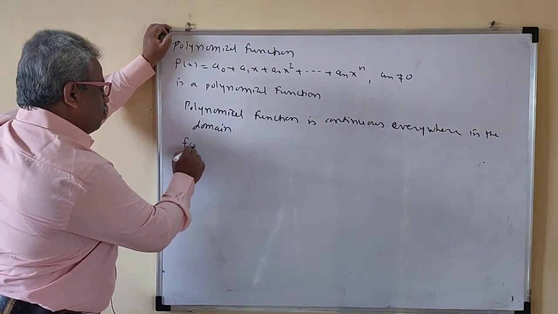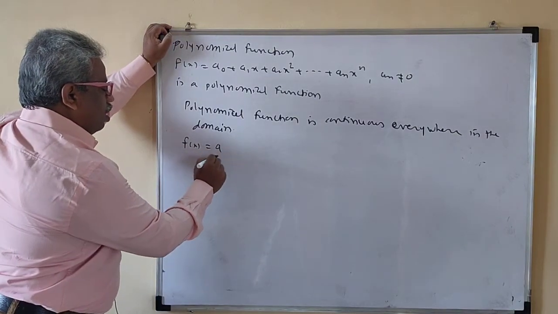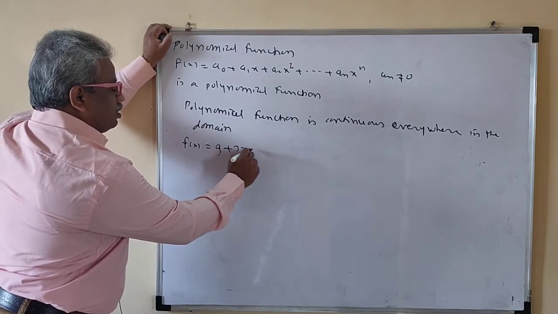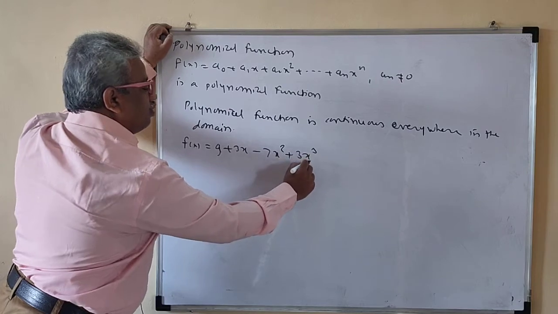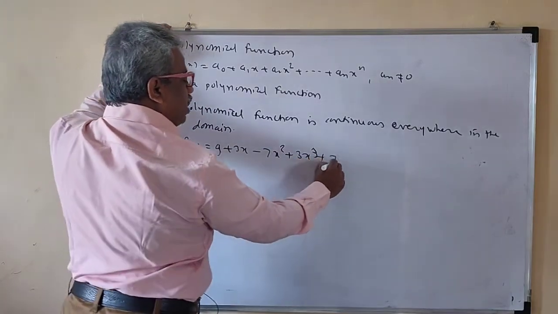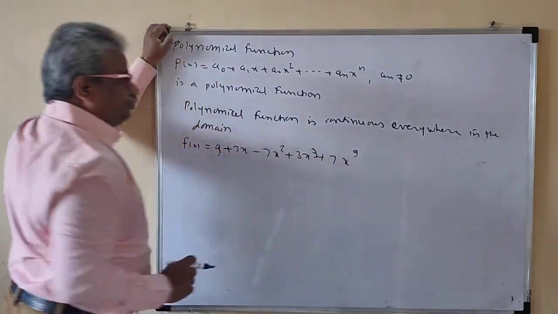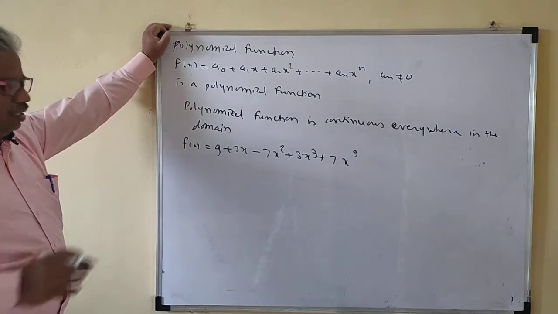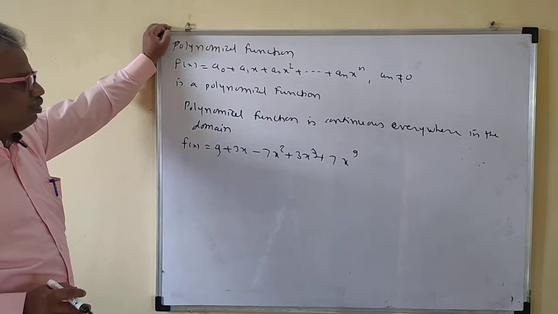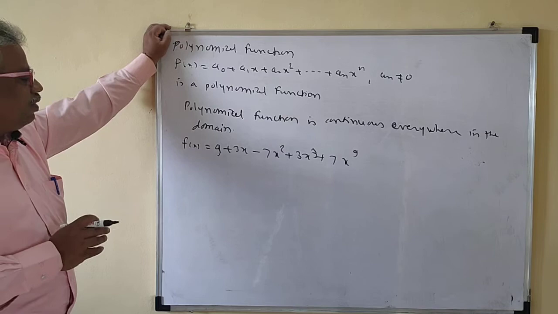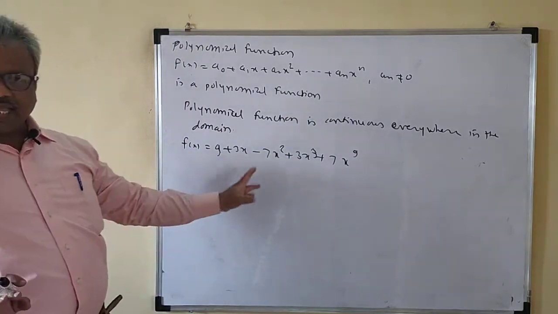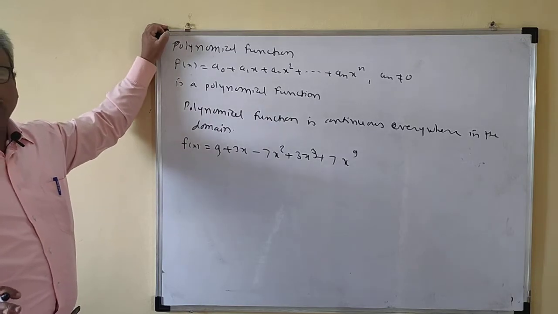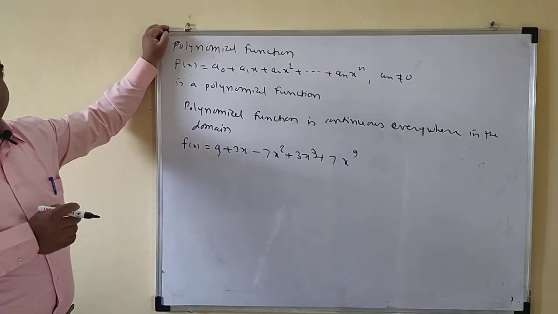For example, suppose f of x is equal to 9 plus 3x minus 7x square plus 3x cube plus 7x to the power 9. Suppose the other coefficients are 0 here. So this is a polynomial function. See here, all the powers of x are natural numbers. So this is a polynomial function of degree 9.